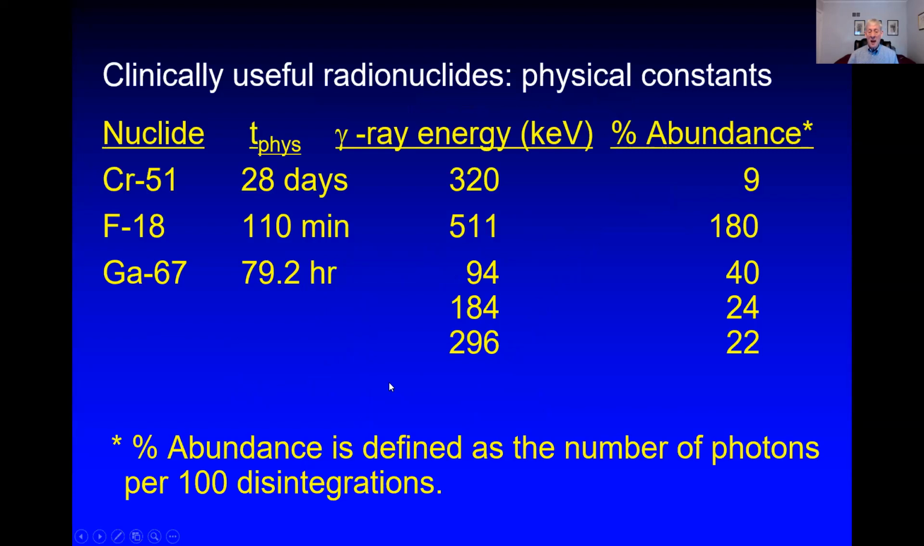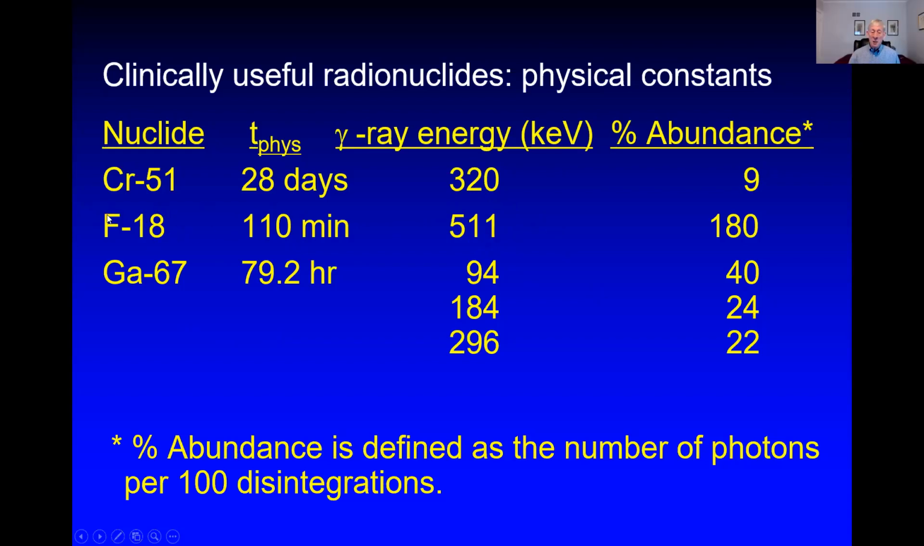Now, chromium is not one that I would recommend you know for an exam, because we almost never use it anymore for anything. F18, put a big star by that one. You must know 110 minutes and 511 keV. Now, what is the mode of decay of F18? Who knows? How does it decay? Positron emission. Right, so annihilation. This decays by positron emission.